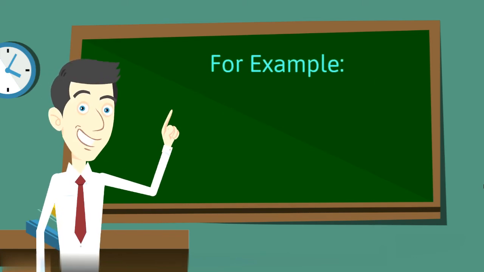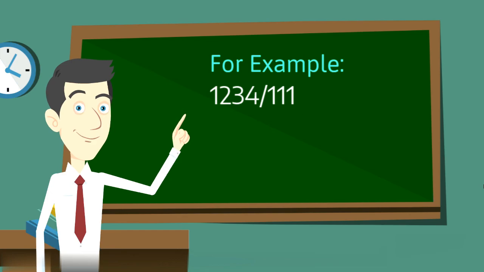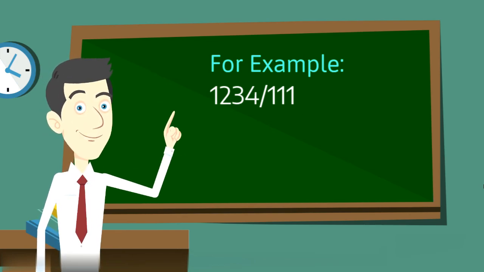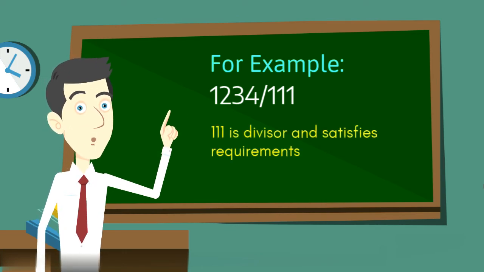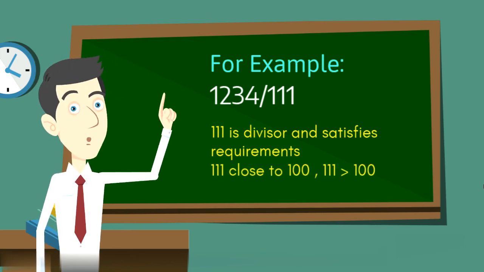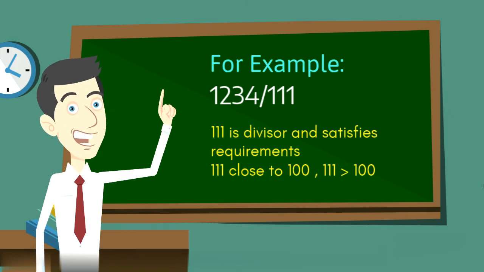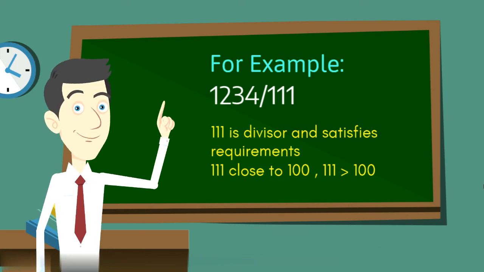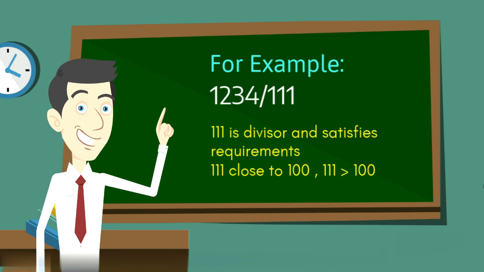For example, if you take 1234 divided by 111 as our division problem, everyone knows that 111 is the divisor and 1234 is the dividend. So the basic requirements to be satisfied by the divisor are that it should be close to a power of 10 and greater than the power of 10 it is close to. In this case, the divisor is 111, which is close to 100, and 111 is greater than 100, that's actually a power of 10. So we can solve this division calculation using Paravartya Sutra.